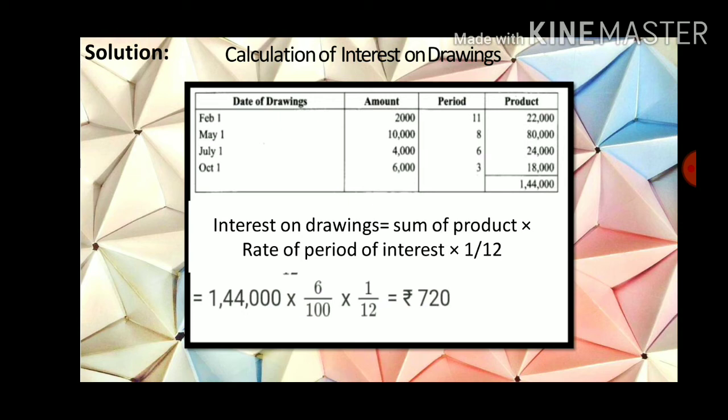And then in between, the period of interest: how many months we can take, we calculate and mention in the third column. The total is what we call the product column. Then the fourth column, so there are 4 columns to be drawn. The first column date of drawing, second amount, third period, then fourth product. Okay, so how many steps have to be followed to prepare the calculation of interest on drawing in product method? Once again, repeat.